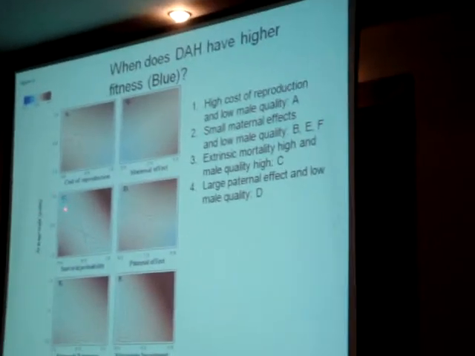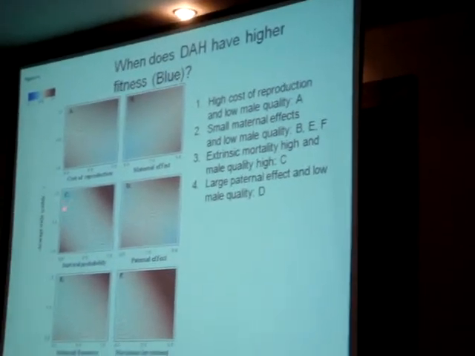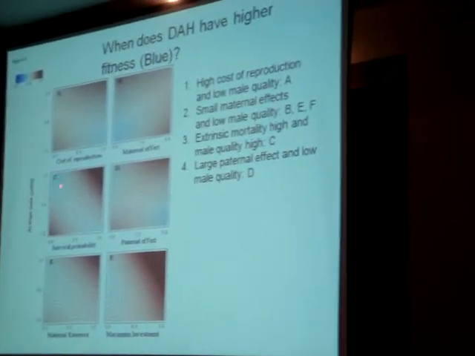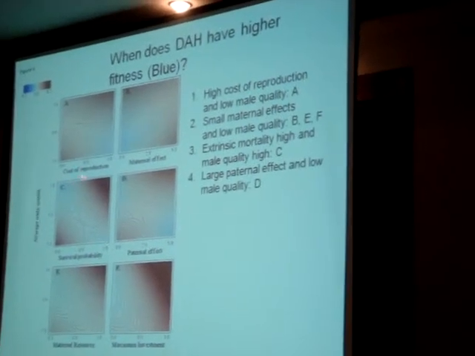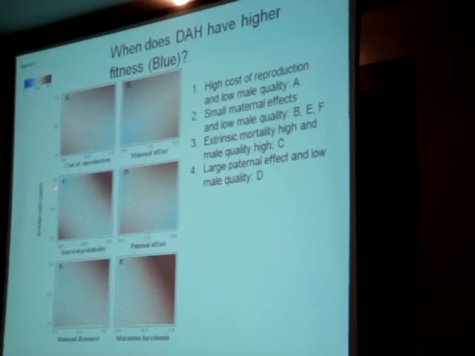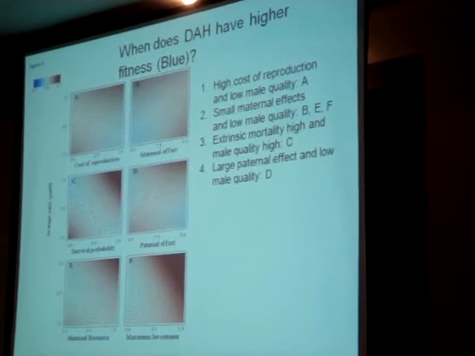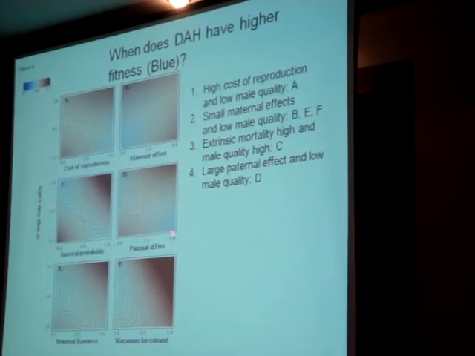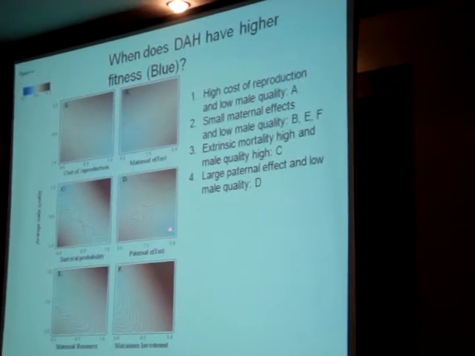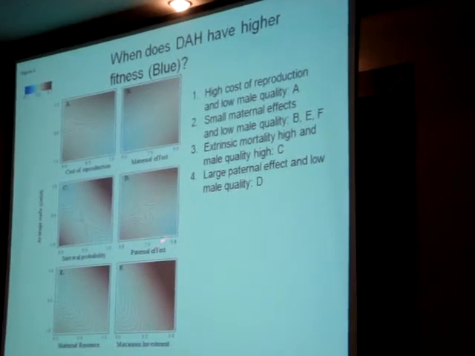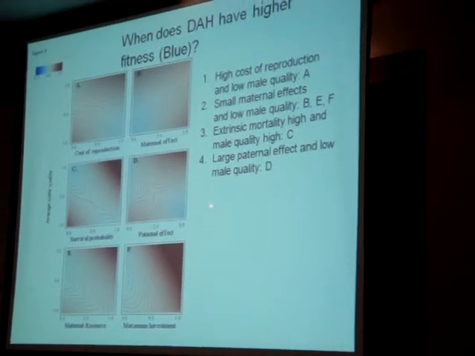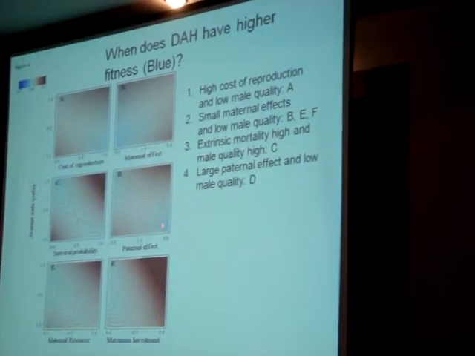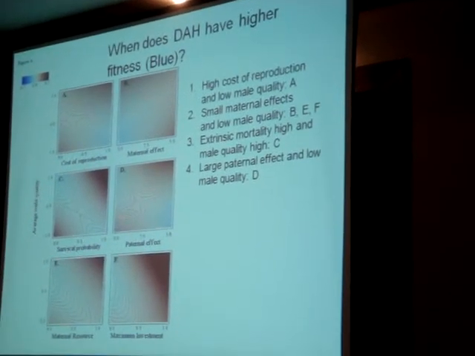Differential allocation wins in this case when there is exceedingly high extrinsic mortality. And this essentially describes semelparity, so this is irrelevant to an iteroparous organism. And finally, differential allocation has this moderate amount of winning when there is a huge parental effect but low male quality. This is describing a situation in which females contribute almost nothing to offspring quality.